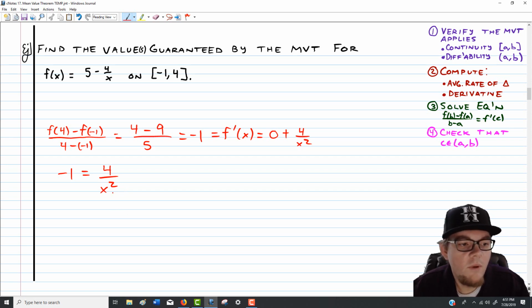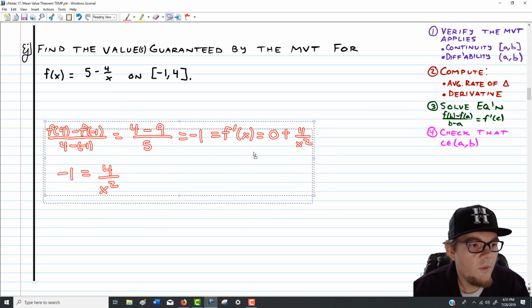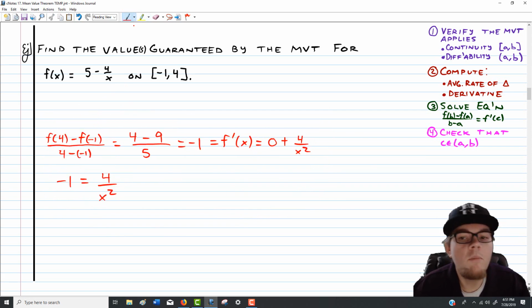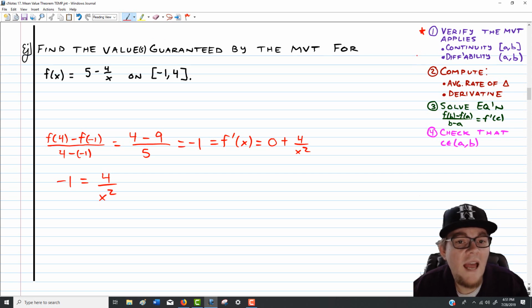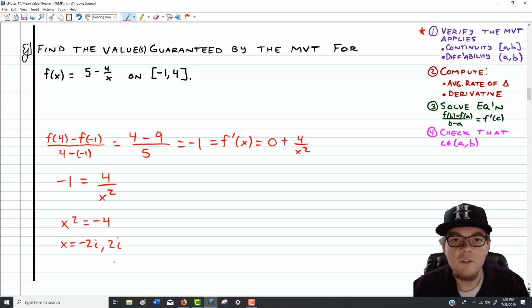Now I realize I moved really quickly and my color scheme seemed to switch because I skipped a step. The reason I wanted to skip that step was to illustrate how important that very first step, verifying that the mean value theorem applies, actually is. In our situation here, we end up with the equation -1 equals 4 over x squared. And if you move some stuff around, you'll very quickly get the equation x squared has to equal -4. Now you know how to solve that. In fact, you could probably off the top of your head get x equals -2i, comma positive 2i.